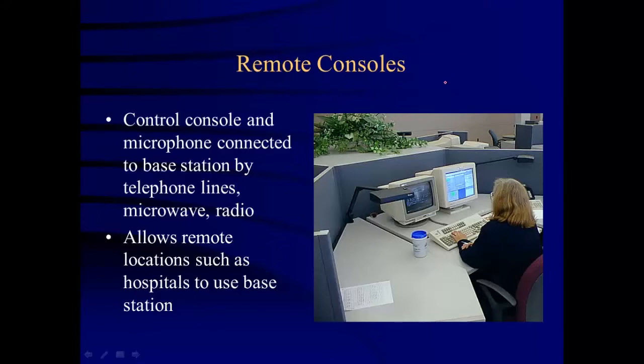The next topic is a remote console. A remote console is a control console and microphone that's connected to the base station by telephone lines. So this is a physical connection, not a through-the-air connection. Although if it's microwaves, then it is through the air. It could also be through radio waves. So it could be through the air. It allows remote locations, such as hospitals, to actually use the base station.